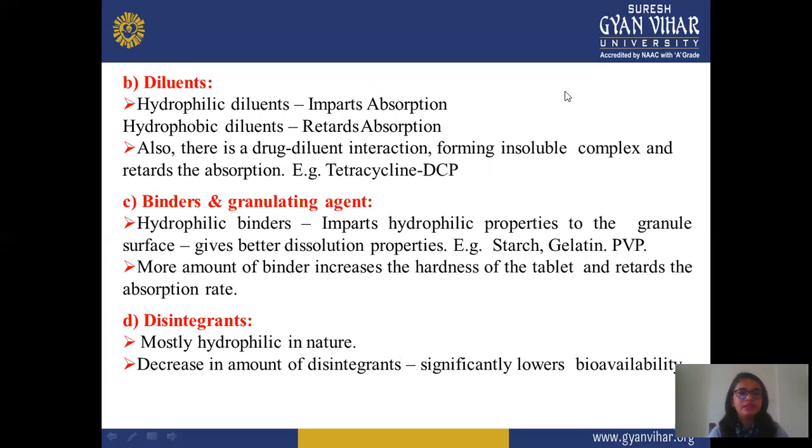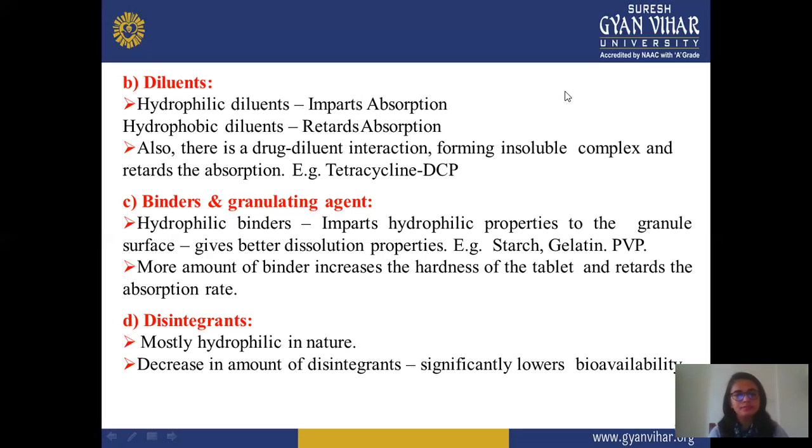Next is diluent. A hydrophilic diluent imparts more absorption, meaning when you select a hydrophilic diluent, it helps the absorption rate. But if you select a lipophilic vehicle or excipient like a diluent, it retards the absorption; it will not show good absorption, it shows slow absorption. Then there is drug-excipient interaction, forming an insoluble complex and retarding absorption. Example, tetracycline with DCP. If you use a drug-diluent interacting excipient, it forms an insoluble complex, and due to this insoluble complex, it retards the absorption.